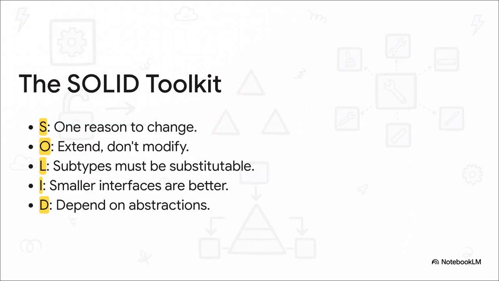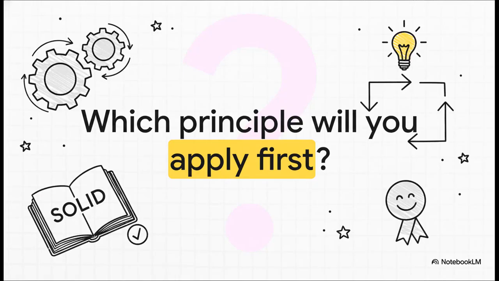So, let's just do a quick lightning round recap of our SOLID toolkit. S, one reason to change. O, extend, don't modify. L, subtypes have to be substitutable. I, smaller, focused interfaces are way better. And D, depend on abstractions, not on concrete details. Got it? Look, really internalizing and applying these 5 principles will fundamentally change how you write code. It leads to software that's cleaner, way more stable, and honestly a lot more fun to work on.